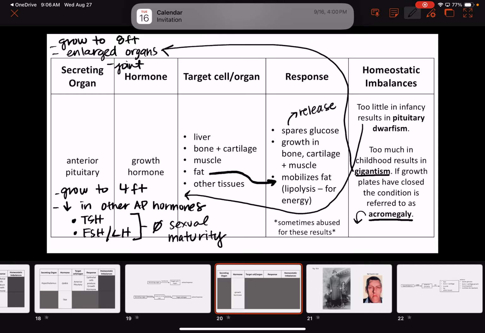This is usually caused by a secreting tumor of the anterior pituitary. So they have a secreting tumor in their anterior pituitary that's continuing to release growth hormone, even though they're adults. Even though their growth plates have long been closed, they're still producing too much of this growth hormone, and that leads to acromegaly. Usually with these people, and I'll show you a picture in a little bit, they have an overgrown face as well as hands and feet.